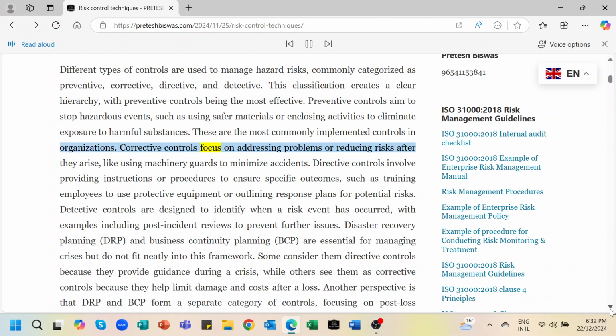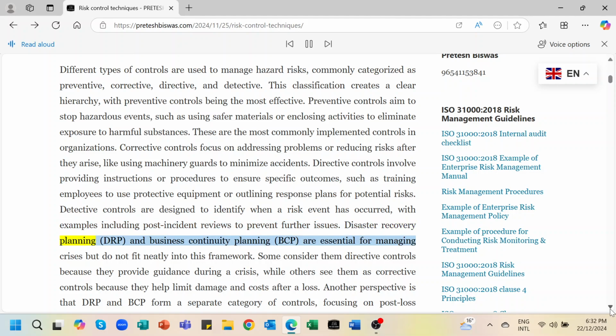Corrective controls focus on addressing problems or reducing risks after they arise, like using machinery guards to minimize accidents. Directive controls involve providing instructions or procedures to ensure specific outcomes, such as training employees to use protective equipment or outlining response plans for potential risks. Detective controls are designed to identify when a risk event has occurred, with examples including post-incident reviews to prevent further issues.